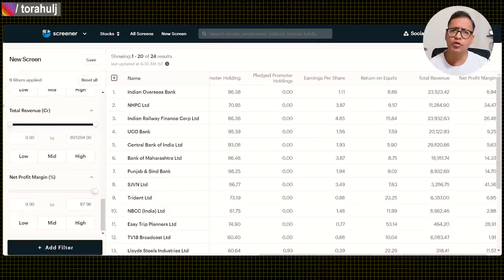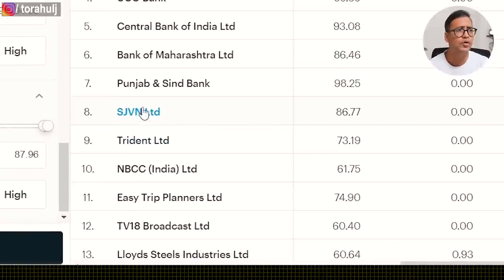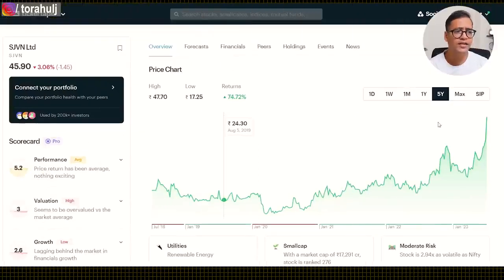Let me now show you how to do fundamental analysis of a penny stock as an example. So let us go ahead and select SJVN Limited as one of the companies. Let's open it here, and you will see that this is a growing stock. No doubt, in the last 5 years, the stock has appreciated almost by 74%.